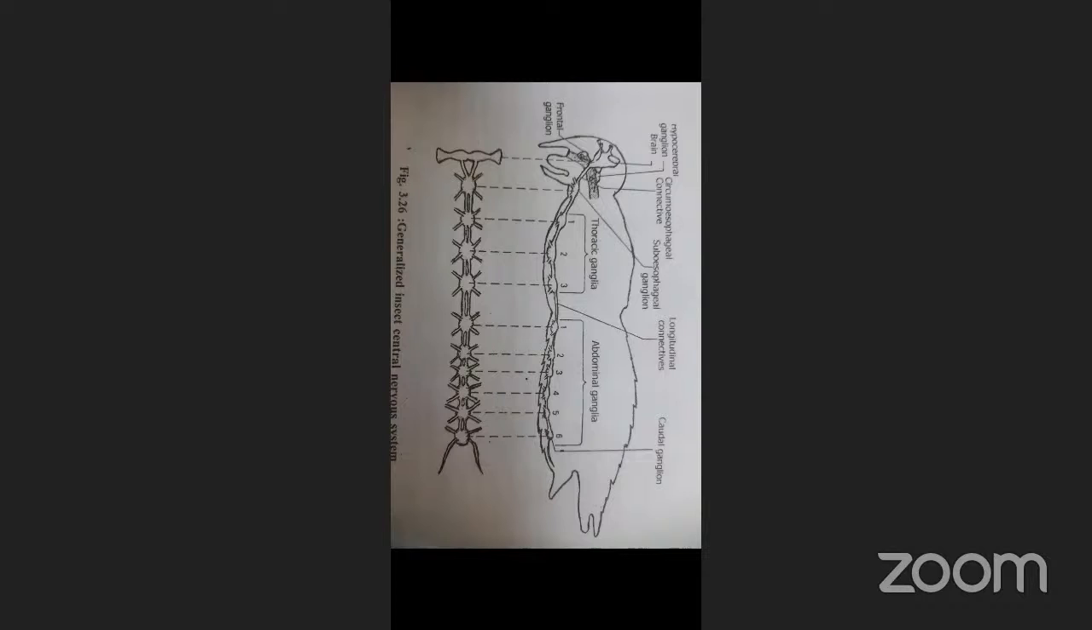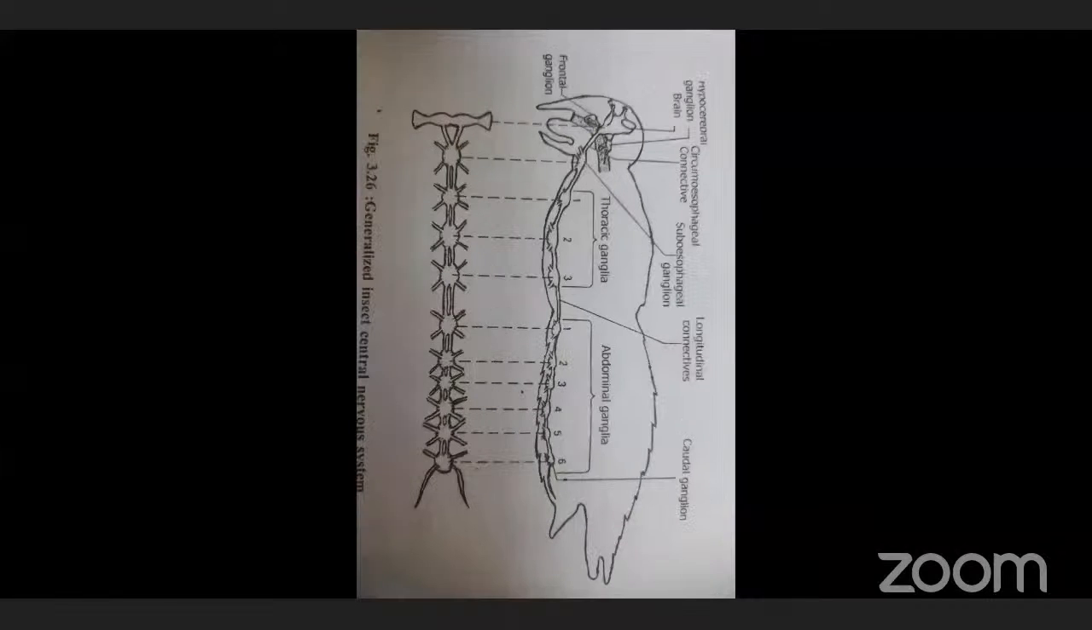And the peripheral system, that particular part, is connected to the receptors or the motor nerves, which mainly receive the signals from the muscles.